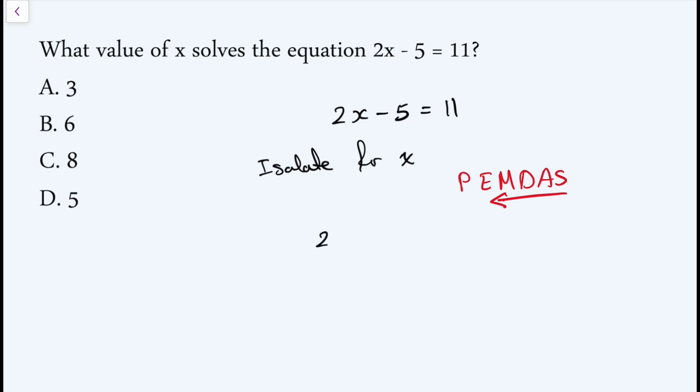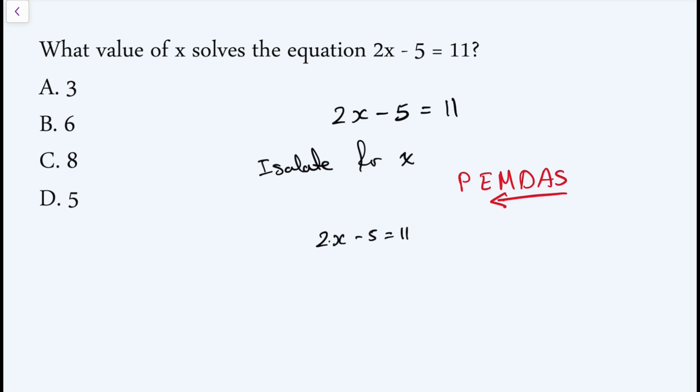So we say 2x minus 5 is equal to 11. We notice all the operations. We have 2 times x, and then we have minus 5. Which one do we do first? Well, this tells us subtraction and addition goes first. Okay, cool.